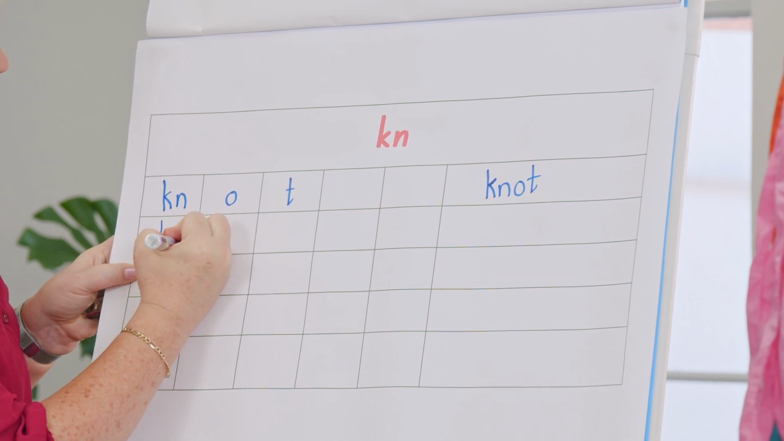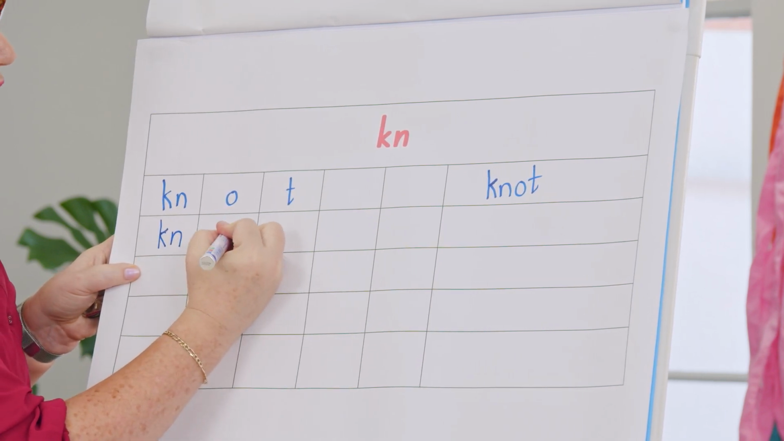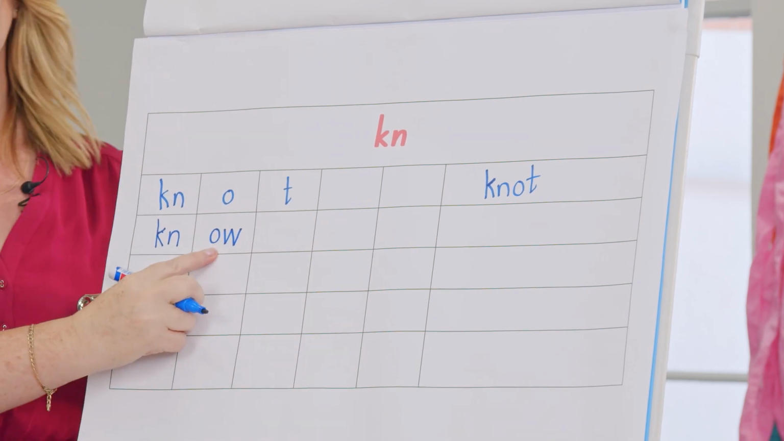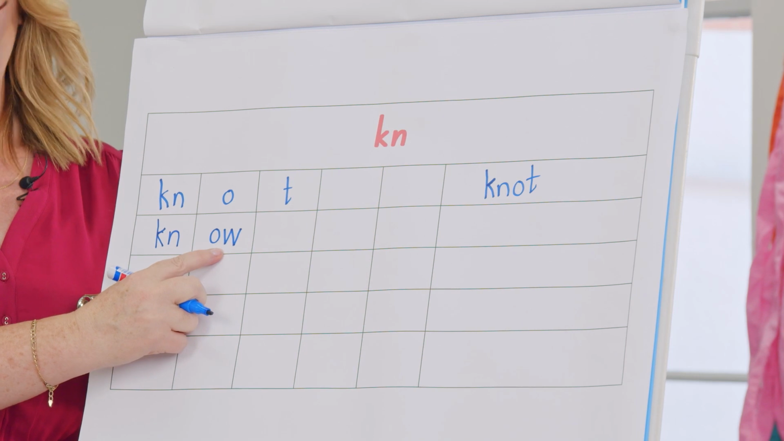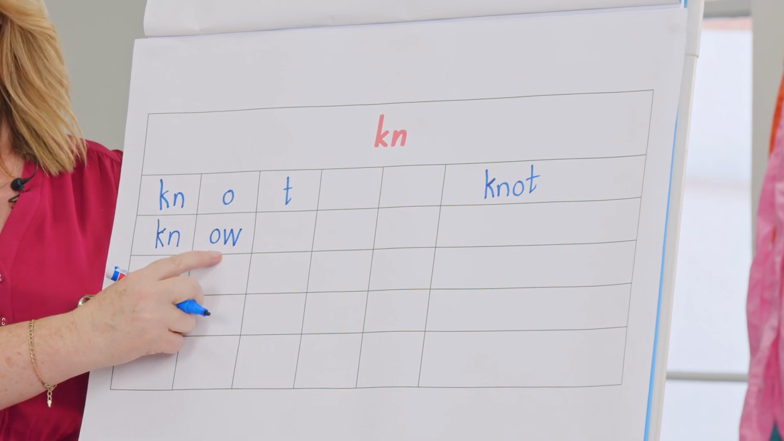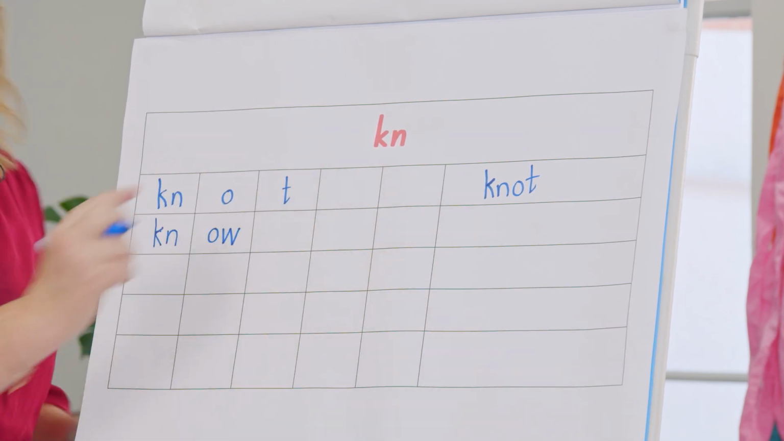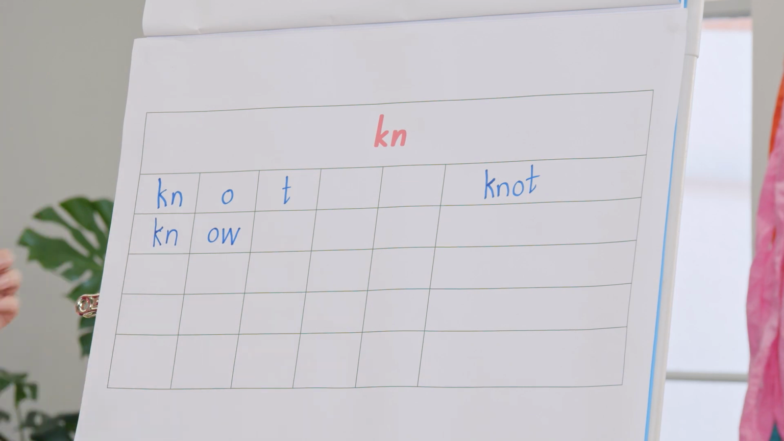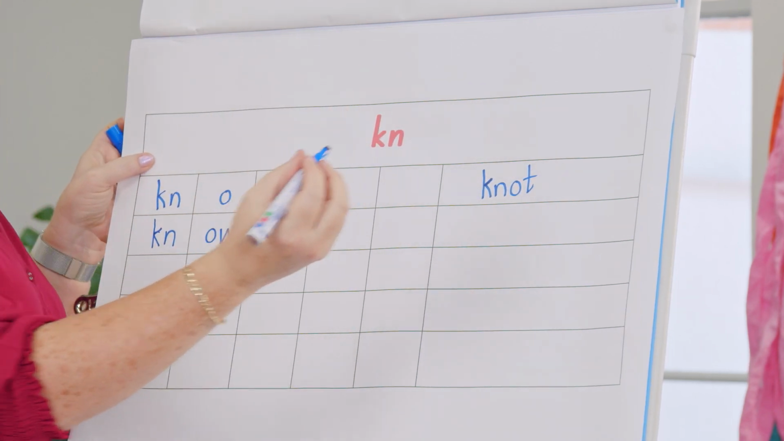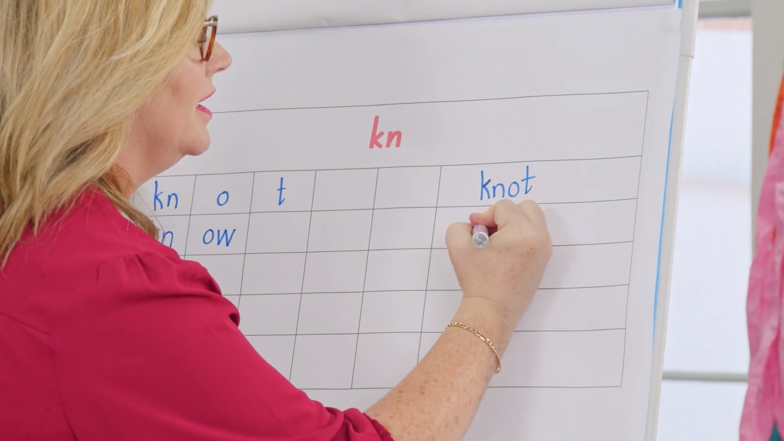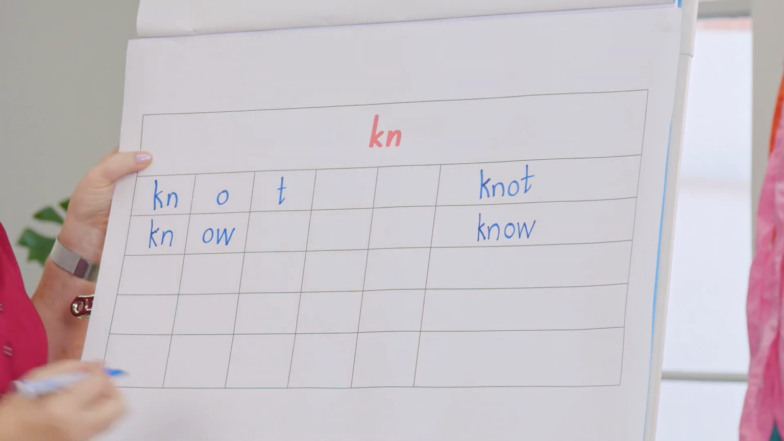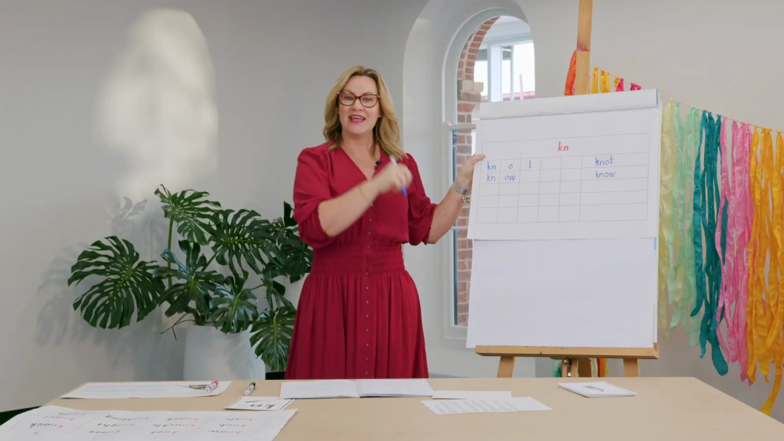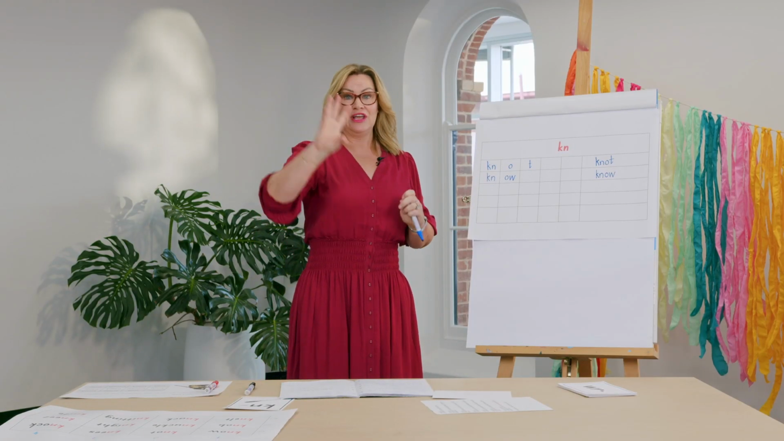N-O. O as in blow. Anchor word blow. O as in blow. Have a go at writing that all together, the whole word. Know. N-O. Know. Terrific. Next one. Knitting.